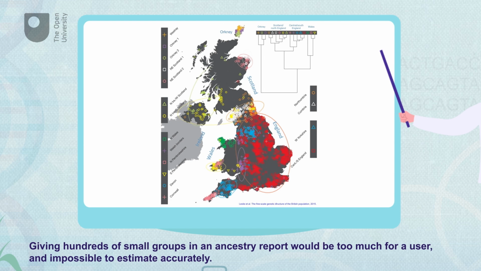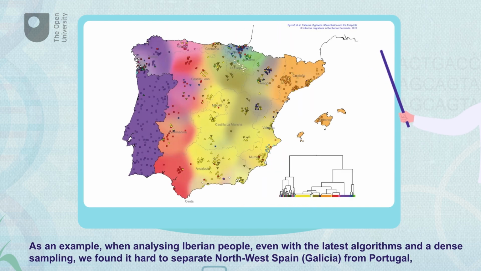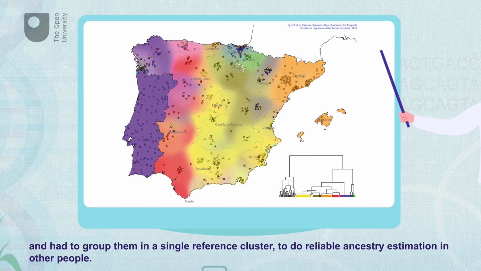Giving hundreds of small groups in an ancestry report would be too much for a user and impossible to estimate accurately, while only giving continental groups wouldn't be accurate enough. The groups ancestry testing companies use are a compromise and have limited precision. As an example, when analysing Iberian people, even with the latest algorithms and a dense sampling, we found it hard to separate northwest Spain, Galicia, from Portugal, and had to group them in a single reference cluster to do reliable ancestry estimation in other people.